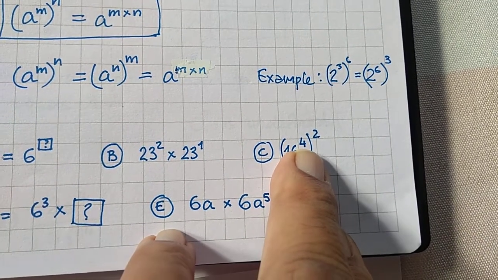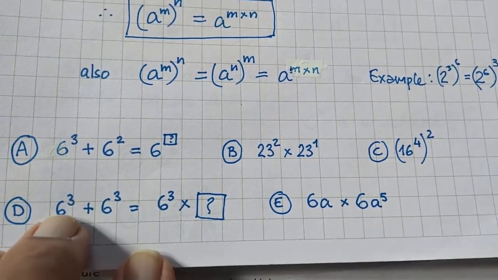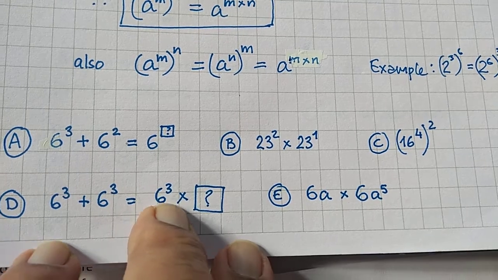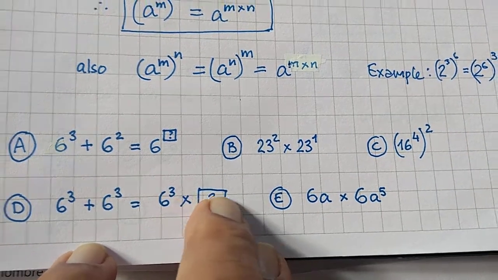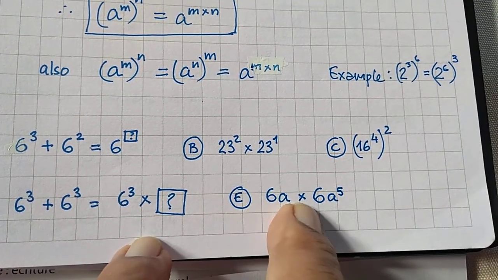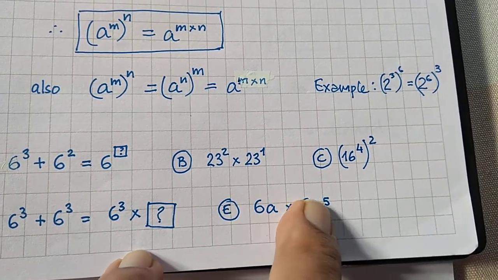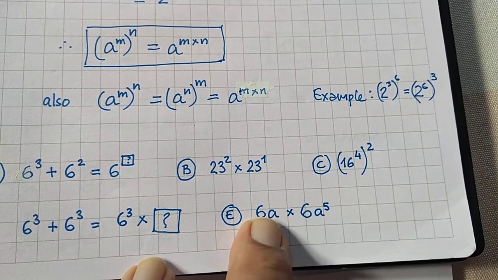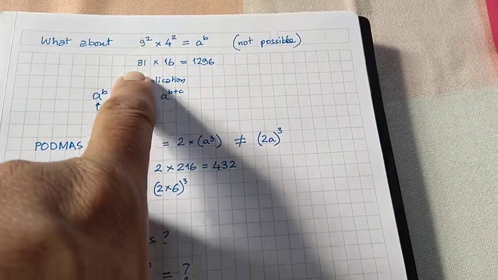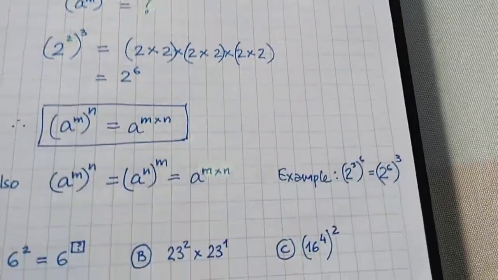16 to the power 4, the whole thing to the power 2. What will this equal? Again, you simplify. 6 to the power 3 plus 6 to the power 3 is equal to 6 to the power 3 into what? See if you can find out something that fits here. And 6a into 6a to the power 5. Can you simplify this? So try and see how this is done. For this, remember this rule here. Here, the PODMAS rule for powers and multiplication.